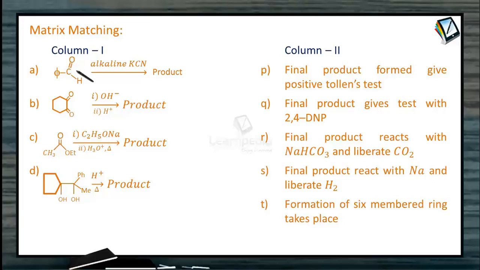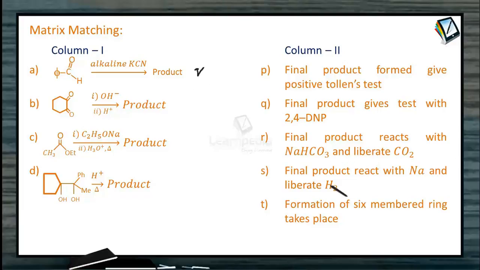We have already discussed this reaction: when benzaldehyde is treated with potassium cyanide, benzoin condensation takes place to give a ketone, and thereby a positive Tollens test on the final product is not possible. The final product gives a test with 2,4-DNP. Yes, it is the test for carbonyl compounds, so A goes with Q. And the final product reacts with NaHCO3.